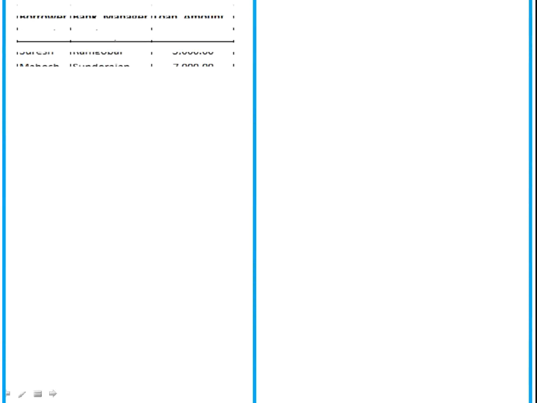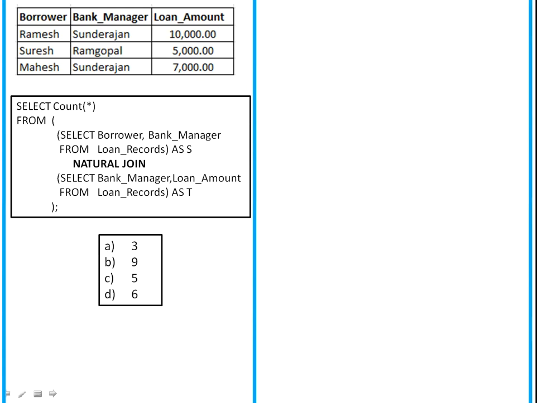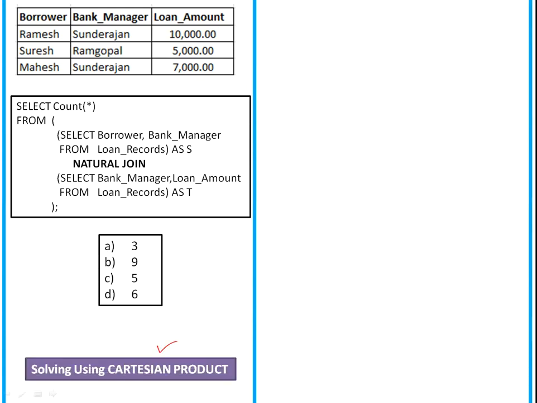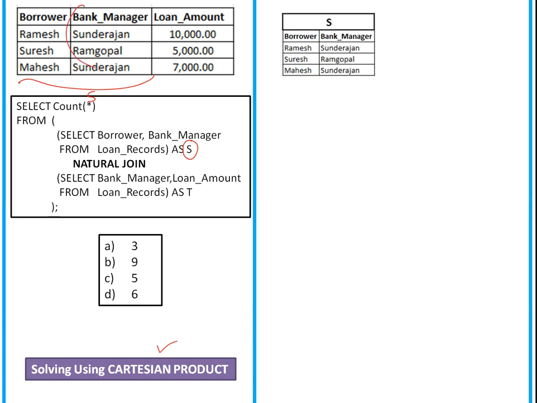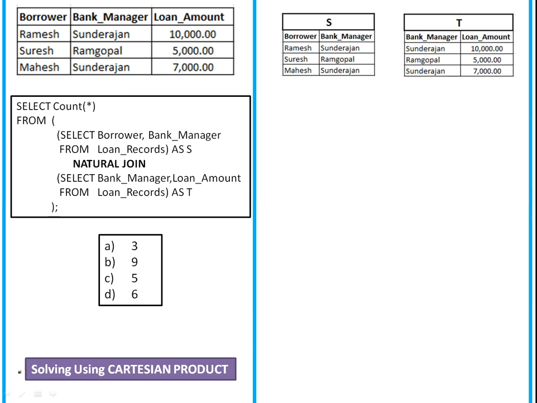Let's take this. Here is the data, the question. Let's try to solve this by writing Cartesian product. Please write Cartesian product. First, what is S? These 2 will be S. These 2 will be T. Now write Cartesian product, S cross T. That means this row you will see 3 times. Similarly, this row you will see 3 times. This row you will see 3 times. That means number of columns will be 4, number of rows will be multiplied. That is 9.